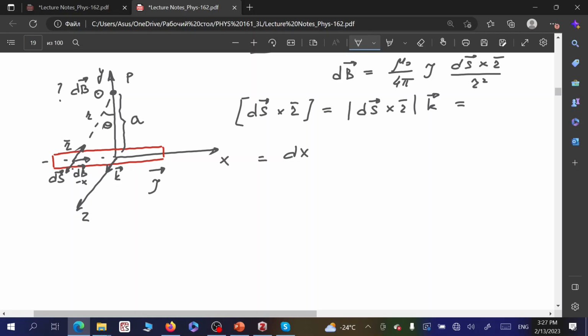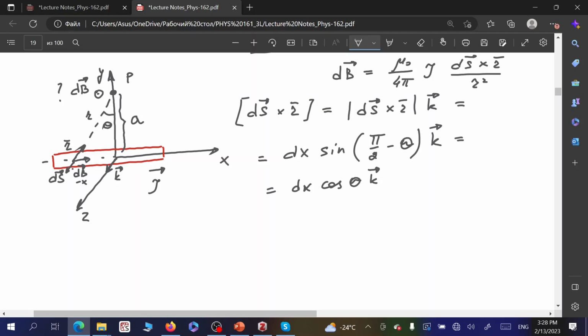And then what else do we have in the cross product when we determine magnitude? Sine of the angle between the two vectors. So what will be the angle between these two vectors, ds vector and r unit vector? It will be pi over 2 minus theta. And we don't forget about this k unit vector because it defines the orientation of the cross product. We can write it in simplified form, so it can be written as dx times cosine theta times k unit vector.